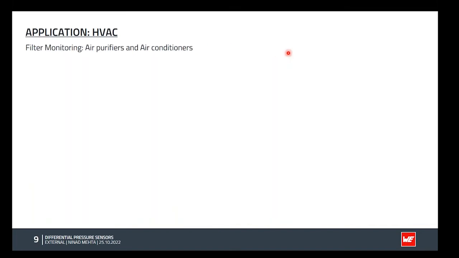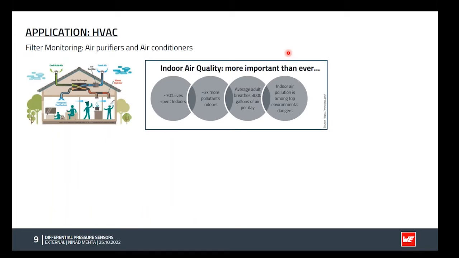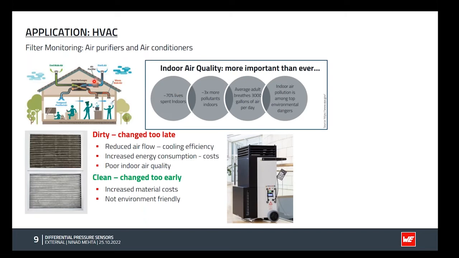In the HVAC, another important monitoring is filter monitoring. Because of the current corona situation, indoor air quality is now more important than ever, because we now spend more than 70% of our lives indoors, and indoor air has more pollutants than outside air. Every HVAC system has a filter so that you get clean air inside, and with time the filter gets dirty, so it is very important that you change the filter at the right time.